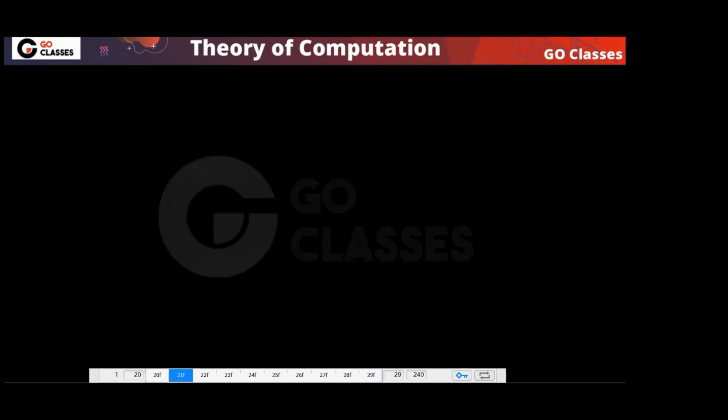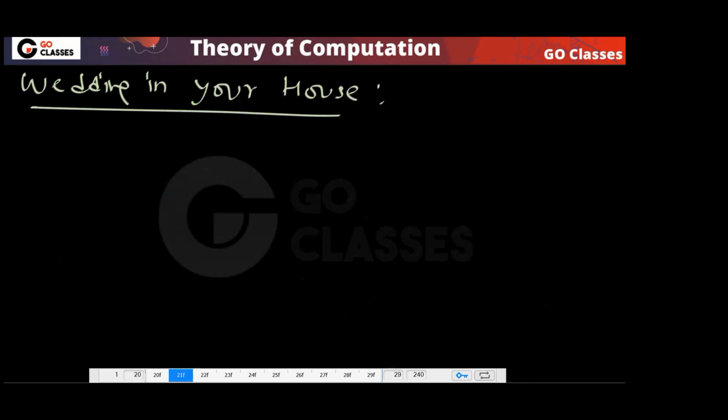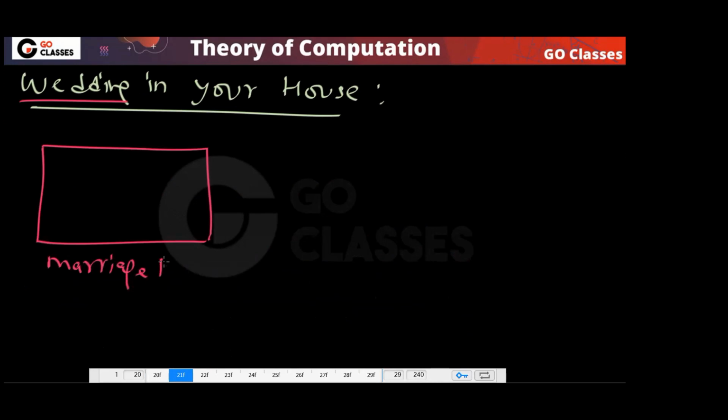Let me tell you with an example, this is very important to understand. Let's assume there is a wedding in your house. What is the initial state for your house? Whenever there is a wedding, what do you do? You will book some marriage hall. Let's assume this is the marriage hall.